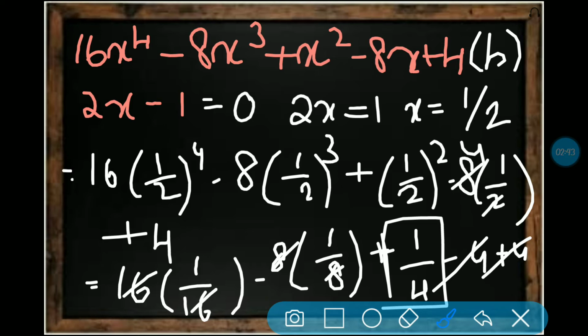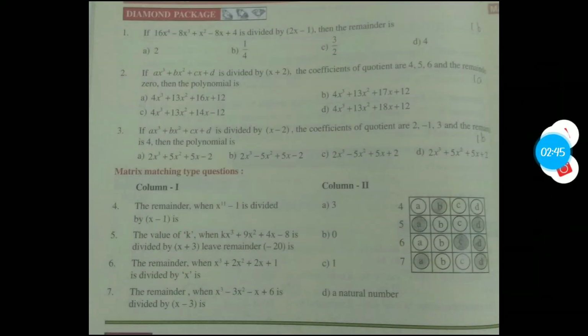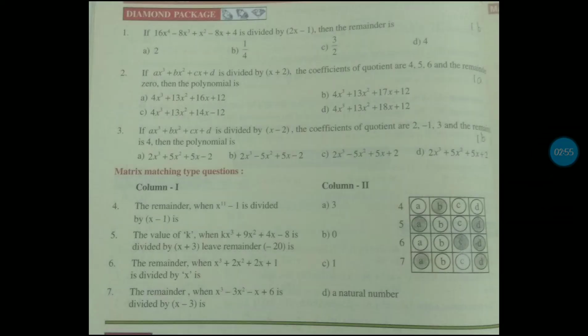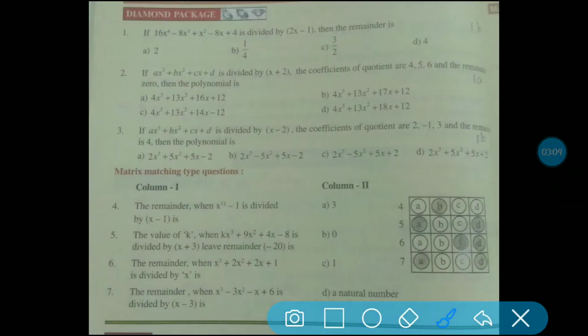Now we'll look at the second question. Second question is: if ax cube plus bx square plus cx plus d is divided by x plus 2, the coefficients are 4, 5, 6 and remainder is 0. So this question is a little bit different, just the other way around, don't get confused.